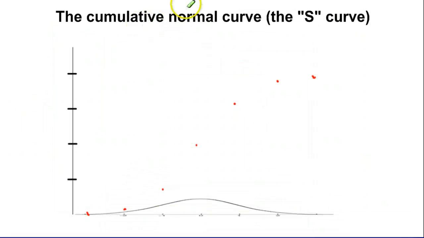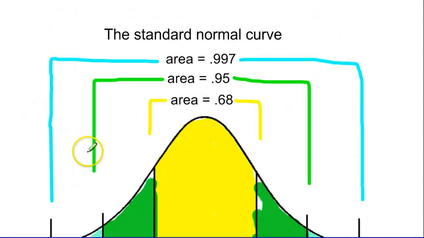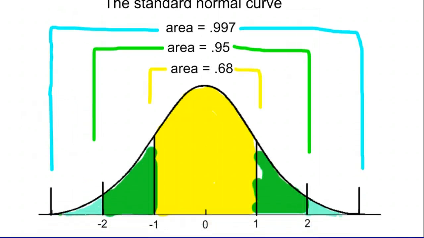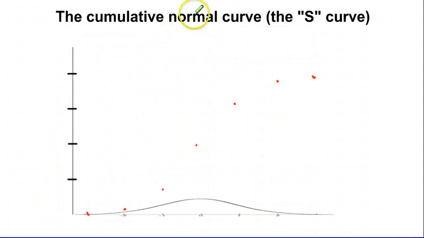Another thing to think about is what happens if you accumulate everything at or below a certain point in the normal curve. I'm going to jump back here for a second. If you take all of this area and add it up and graph it, and then you keep going and take all of the area below any given point and graph it, it's going to form an S-curve. Let's take a look at what that's like.